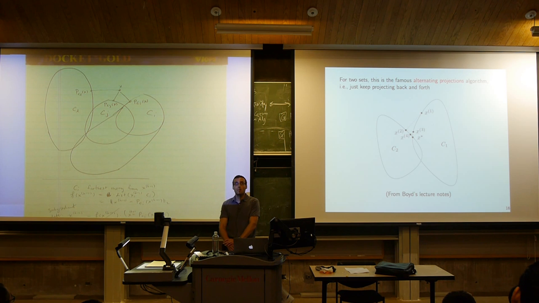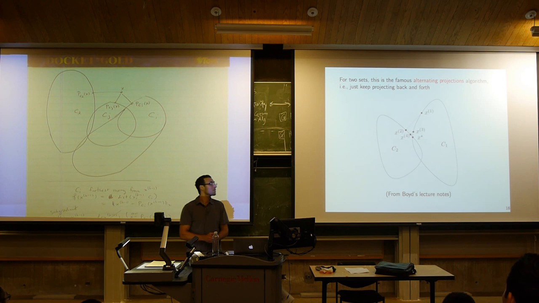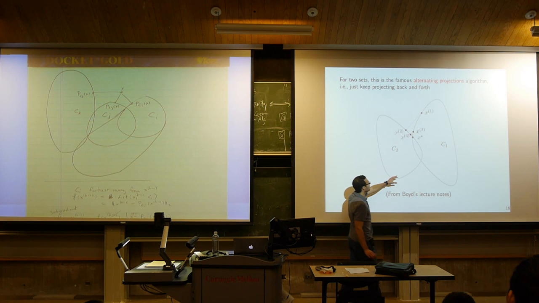Yeah? Right. This is a question I think I've gotten every year I've taught this. It's a good question. It doesn't necessarily give you a point in the set, right? Because if we stop at some point when we're epsilon suboptimal, then you're epsilon away from every set. So how do you deal with that?